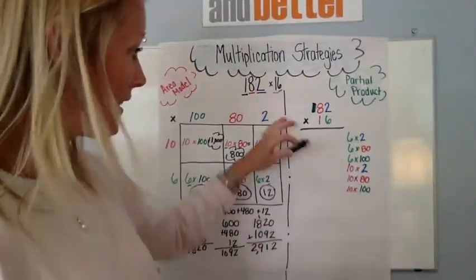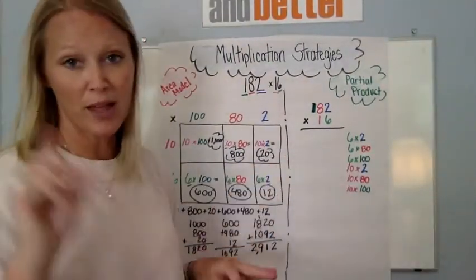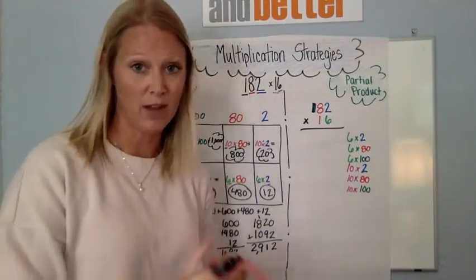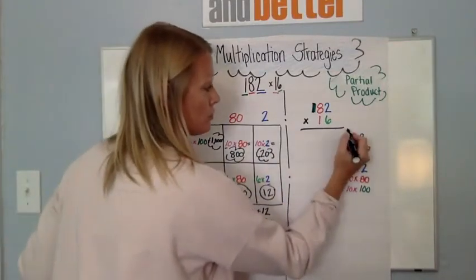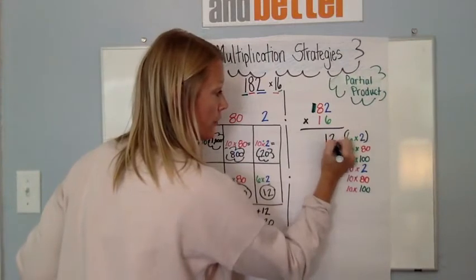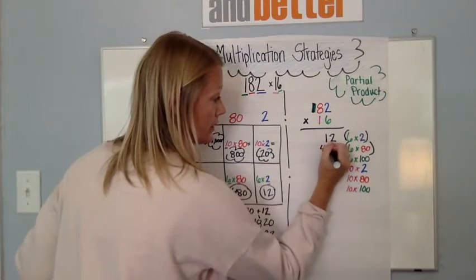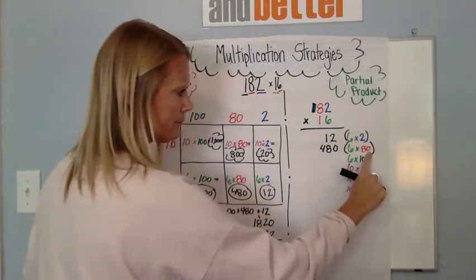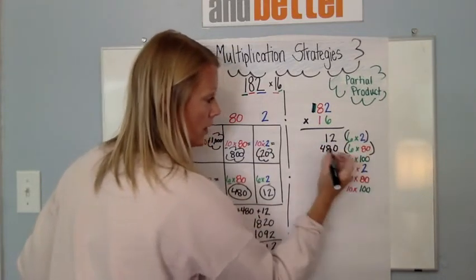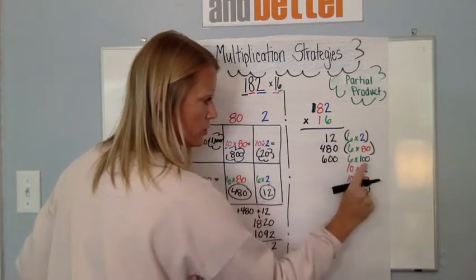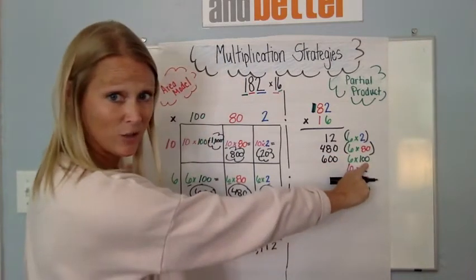I like to line them up like this because now I know that I've multiplied each number by each of the place values. All right, 6 times 2 is 12. 6 times 8 is 48. And I add my 0. 6 times 1 is 6, but there's 2 zeros in my 100, so it'd be 600.